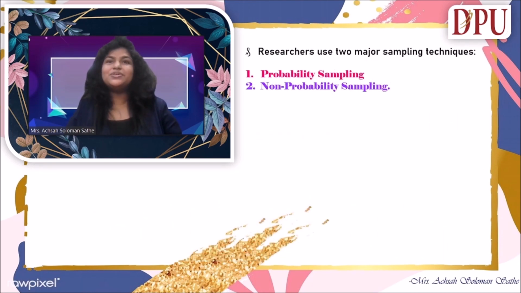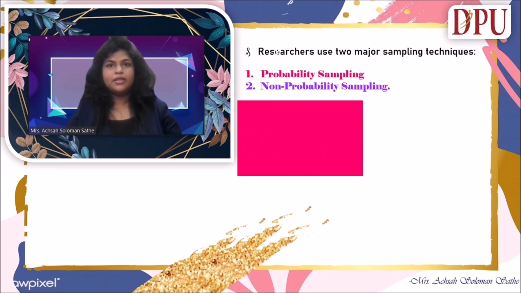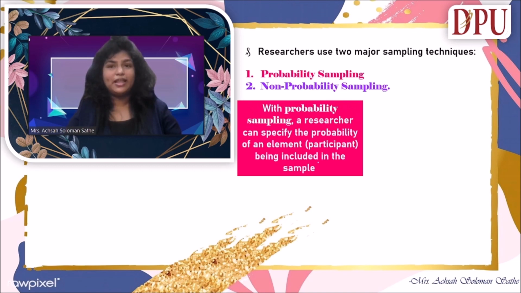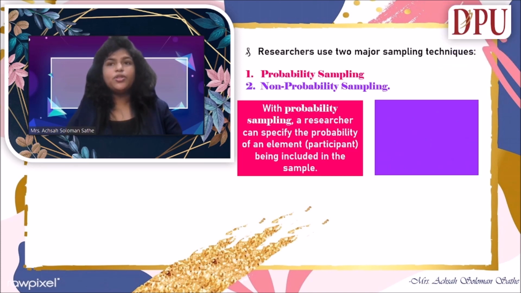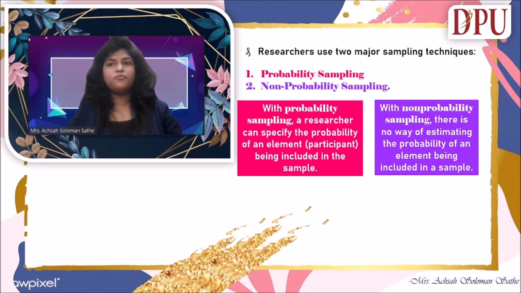Well, researchers use two major sampling techniques. First is the probability sampling. Next is the non-probability sampling. Now, with probability sampling, a researcher can specify the probability of an element, that is a participant, being included in the sample. Whereas, with non-probability sampling, there is no way of estimating the probability of an element being included in a sample. In probability sampling, there are all means and chances of being selected or being included in a sample. But that's just the opposite for non-probability sampling.